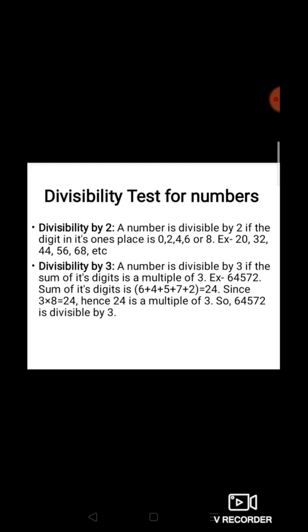As we know, 24 is in the table of 3. If we multiply 3 with 8, 3 into 8 is 24. That means 24 is clearly a multiple of 3. So that is why we can say that this number, 64572, is divisible by 3. So we can take any number and add its digits. After adding them, if the answer is divisible by 3, we can easily say that the number is divisible by 3.